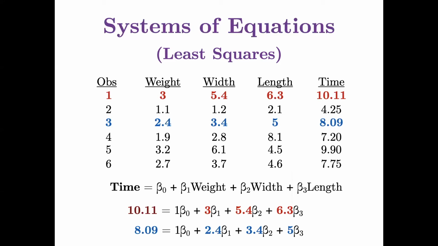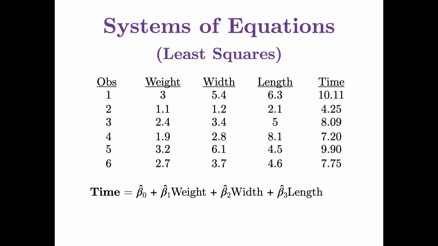So for instance, I want observation 1, which has a time value of 10.11, to be equal to beta 0 plus beta 1 times weight. Of course, the weight of observation 1 is 3. So I've just put in the actual data points for the first observation into the equation. And so I want this equation to be true, and I also want it to be true for the third observation. Of course, I'm only skipping the second to show 2 examples. I want this to be true for every observation in my data.